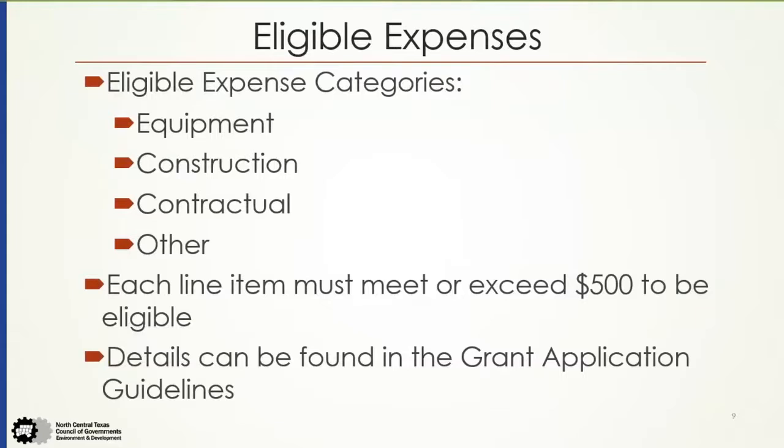Keep in mind that each line item must meet or exceed $500 to be considered eligible. This doesn't mean that each individual purchase has to equal $500 or more, but you just need to purchase enough in number to exceed that amount. So for example, if you want to purchase flyers for an educational project, you just need to purchase enough flyers so that that line item equals or exceeds $500.